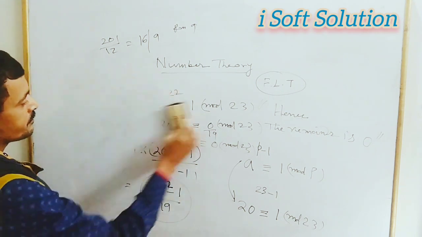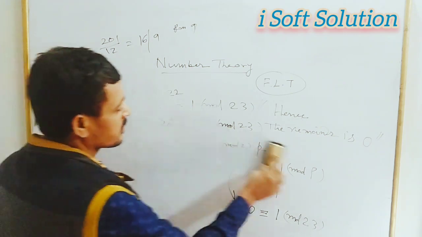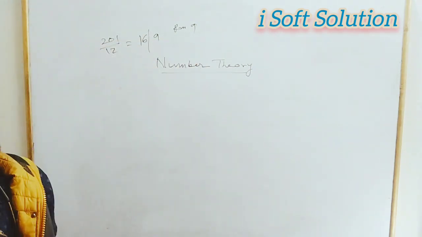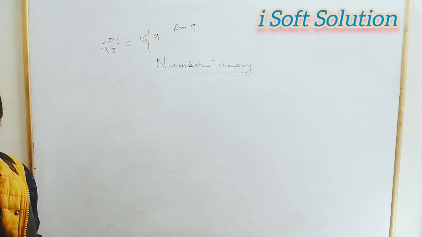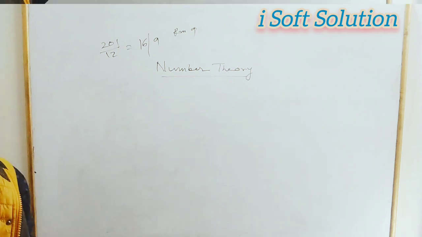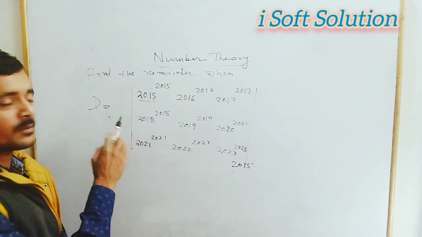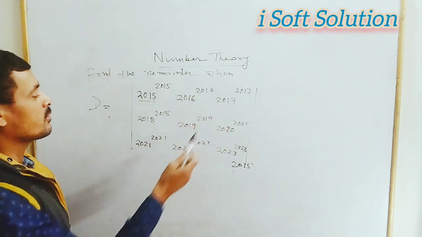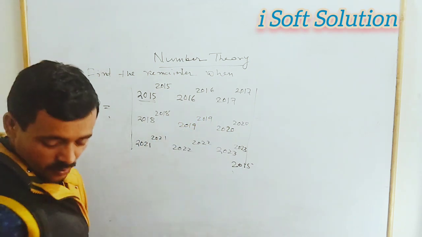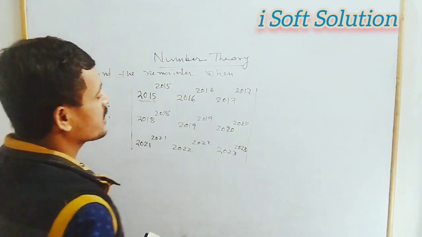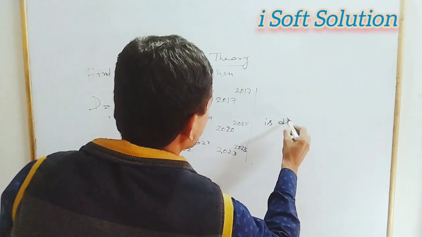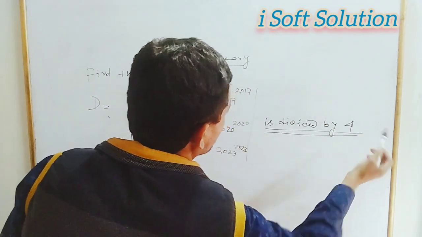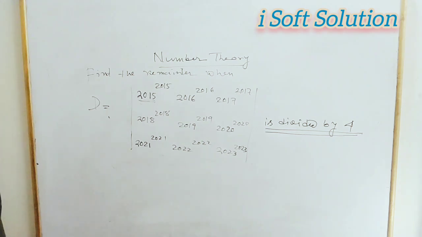Let's take another problem. This problem was most probably asked in KBPY, most probably in the year 2017. Find the remainder when D, that is this determinant with entries 2015, 2016, 2017, 2017 and dot dot dot 2023, is divided by 4.